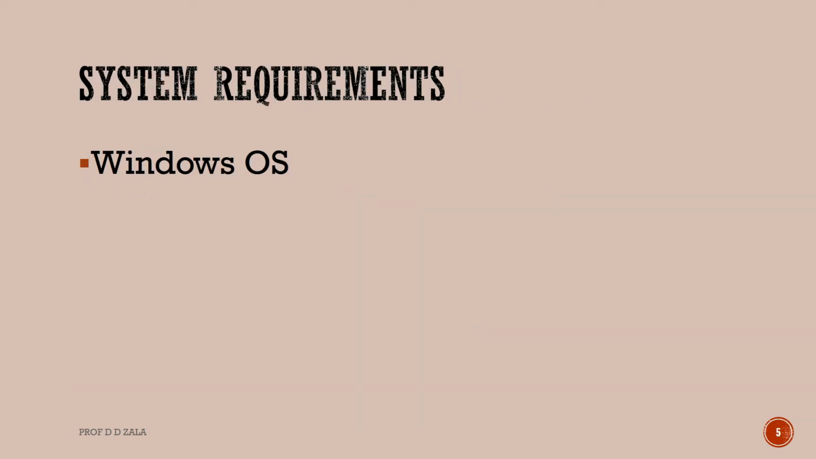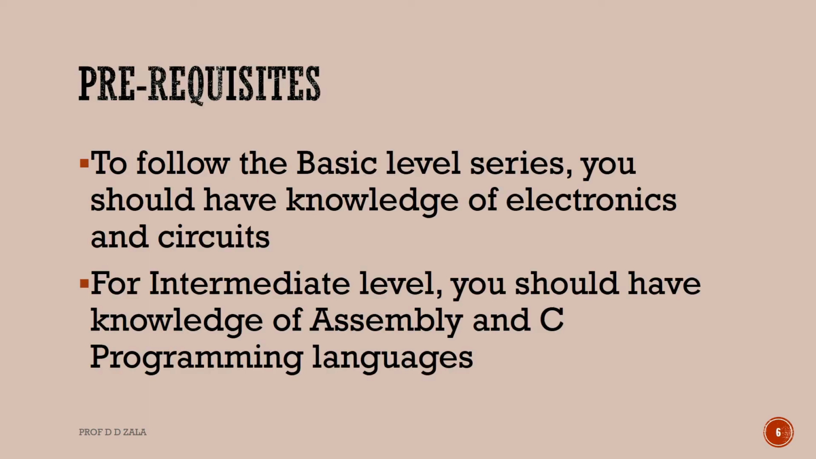System requirement is a Windows operating system. To follow the basic level series, you should have a knowledge of electronic and circuit, and for the intermediate level, you should have a knowledge of assembly and C programming language.